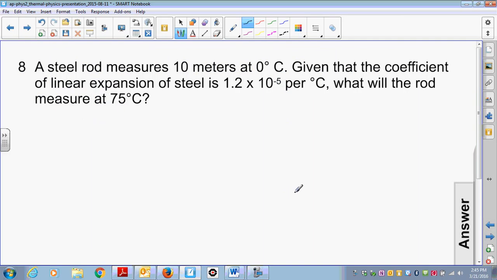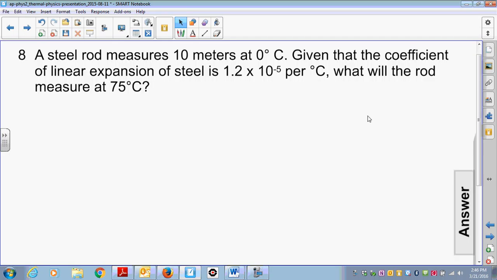A steel rod measures 10 meters at 0 degrees Celsius. Given that the coefficient of linear expansion of steel is 1.2 times 10 to the minus 5 per Celsius degree, what will the rod measure at 75 degrees Celsius? Go ahead and pause the video now.